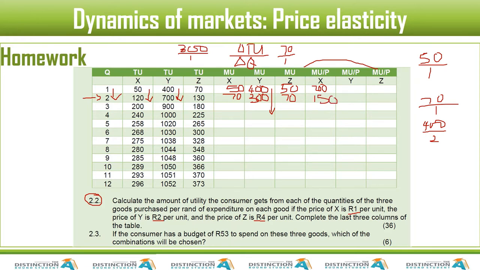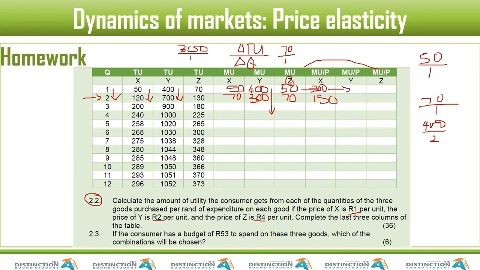Oh, sorry. You know what I did? This comes here. It's a mistake. This is because I didn't fill anything on good Z, so that's why I'm making that mistake. And so on. So basically it's quite an easy activity. And then if the consumer has a budget of 53 rand to spend on the three goods, which of the combinations will be chosen? Well, to get that, you will have to get the answers for this whole section, from here to there. Everything here must be complete for you to answer this.